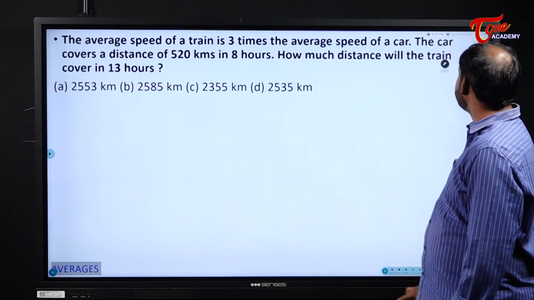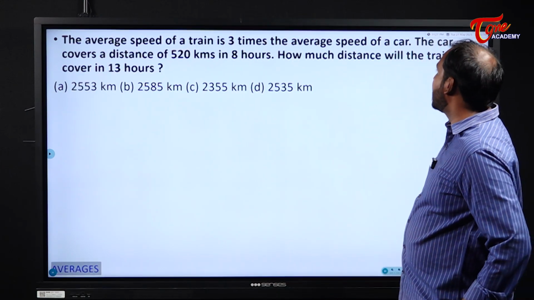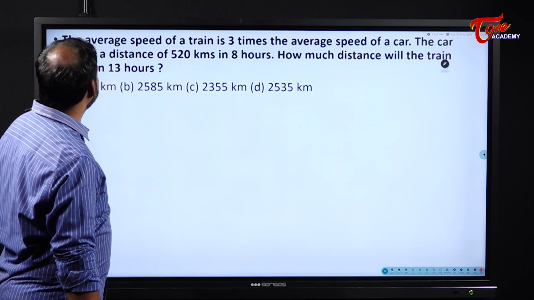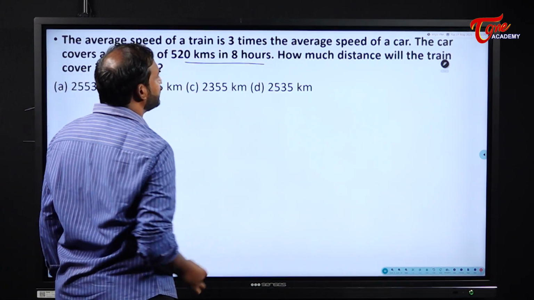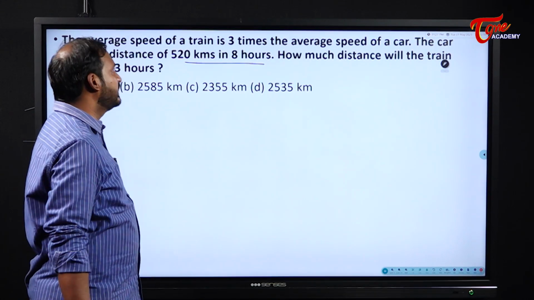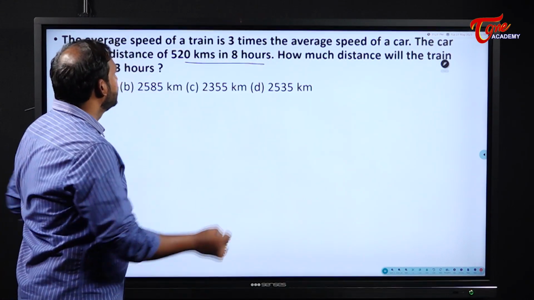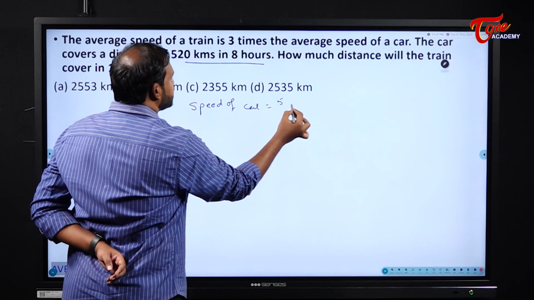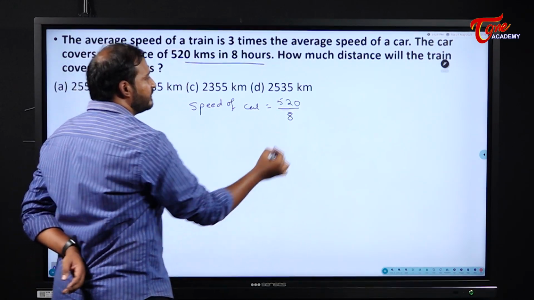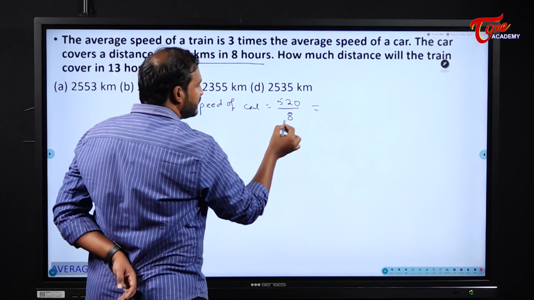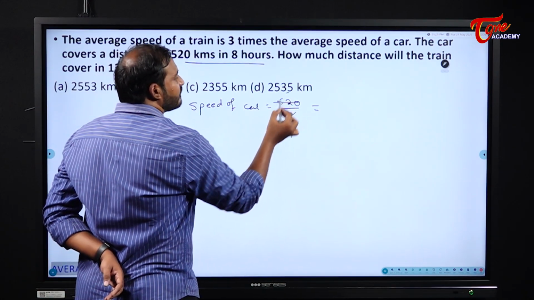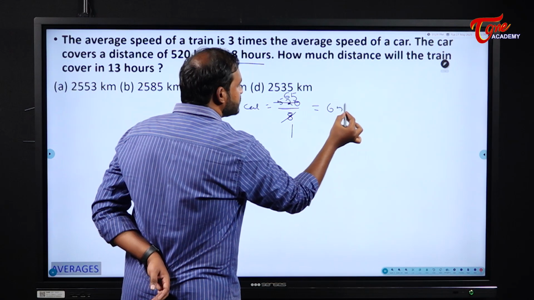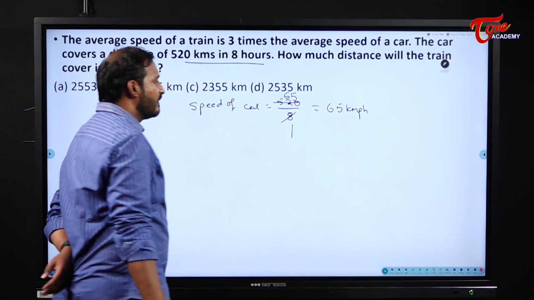Okay. Next one. The average speed of a train is 3 times the average speed of a car. The car covers a distance of 520 kilometers in 8 hours. How much distance will the train cover in 13 hours? Okay, now see here. What is the speed of the car? Speed of car is distance by time. So it becomes 520 by 8. 8 sixes are 48. I will be left with 40. So 8 fives are 40. So his speed is how much? 65 kmph. Average speed of the car is 65.